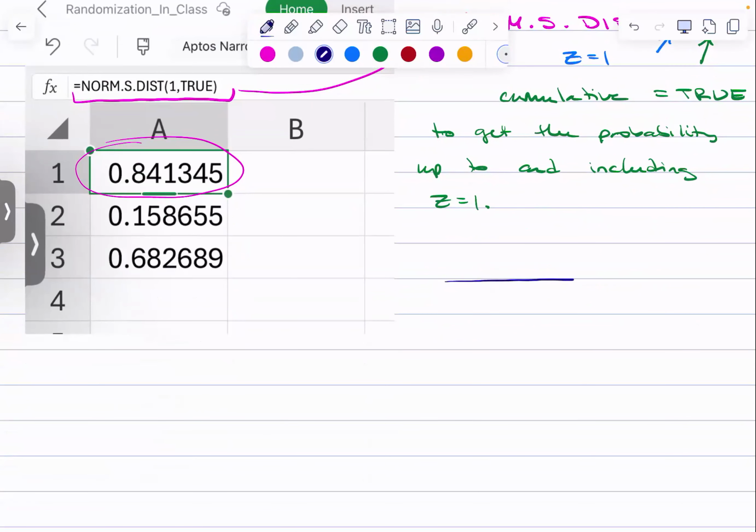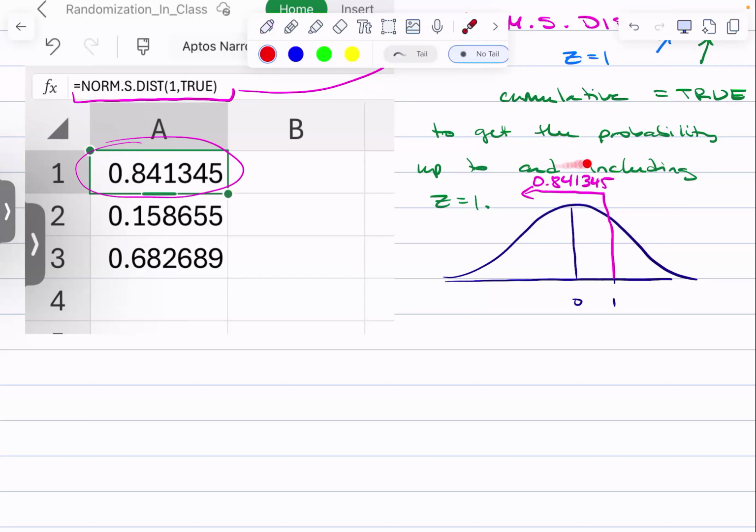this gives us z centered on 0 at 1. It tells us that this area is 0.841345, all the area to the left, okay? Because it's up to and including z equals 1.